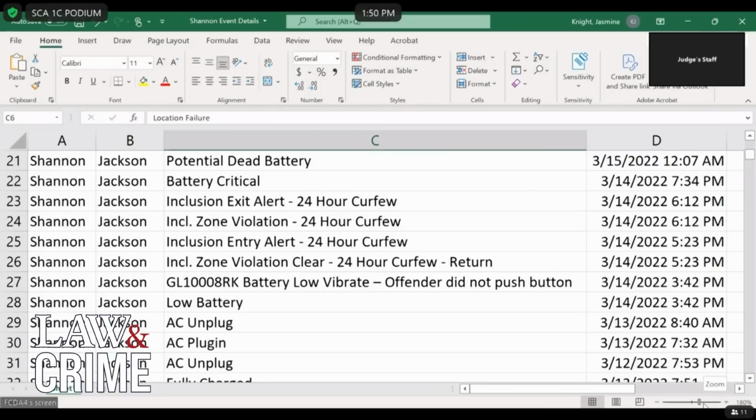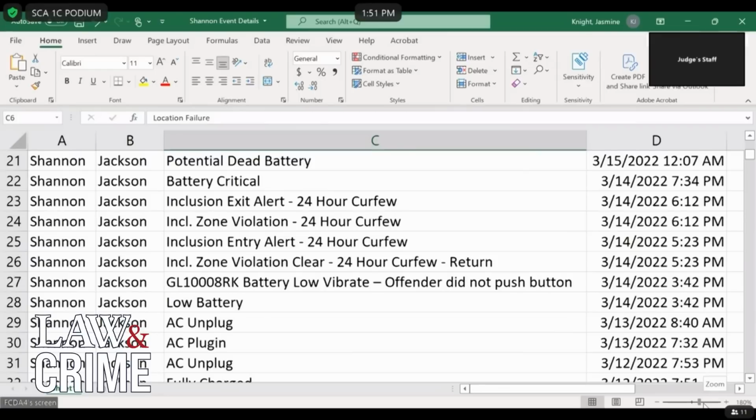Now, can you tell the jury what does battery critical mean? Battery critical, it's below low battery. It's 10-15% battery remaining. Would the person wearing the ankle monitor be alerted that the battery is in a critical state? As with the low battery, it's the same type of event. At low battery, the device vibrates and there's a red light flashing if one were to look at it, and then at battery critical, the device again vibrates and that red light keeps flashing.